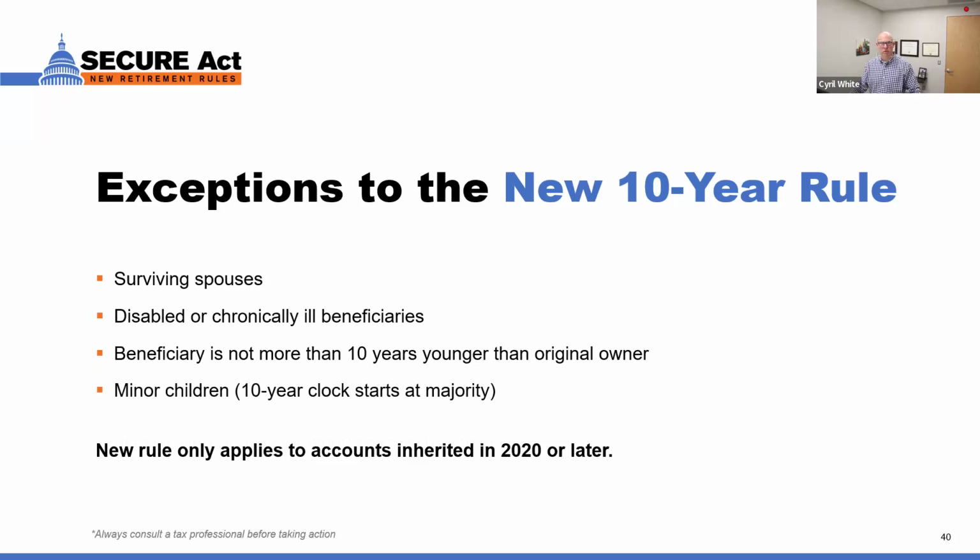And minor children. However, if your child is a minor and they inherit your IRA, they will have to distribute those funds within 10 years, starting the year that they reach age of majority, which, for example, here in the state of Michigan is age 18. And this rule only applies to accounts inherited in 2020 or later. So if you inherited an IRA previous to 2020, the old rules still apply.